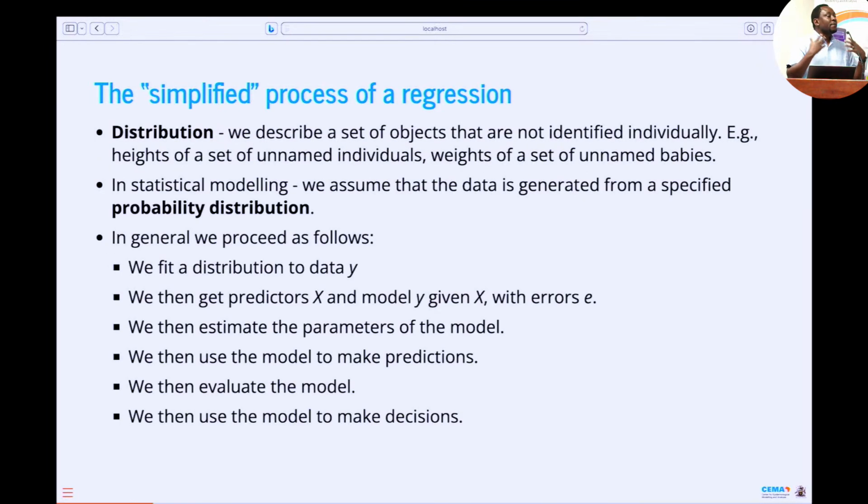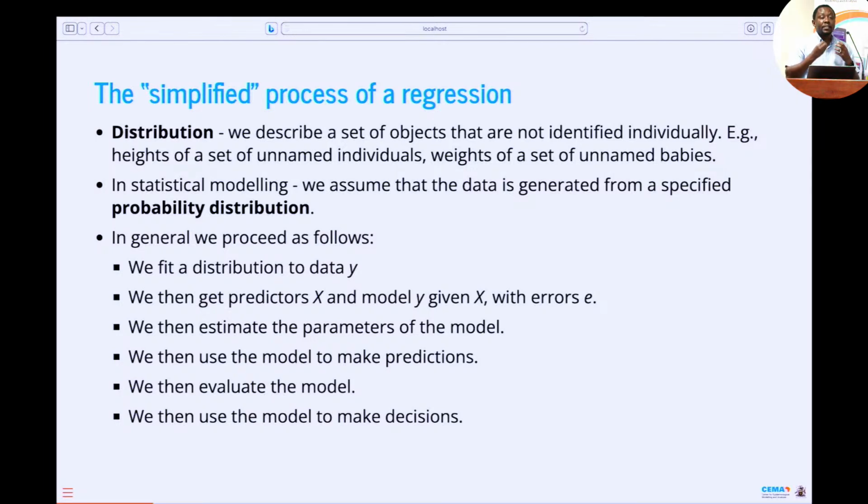So the simplified process of running a regression, the initial thing, for the outcome of interest, you need to know its distribution. Essentially, we want to describe, if it's, say, the heights of people, you'd expect that most of us will fall in a certain range, and there will be very short people, and there will be possibly very tall people. And what you're getting there is almost a uniform distribution.